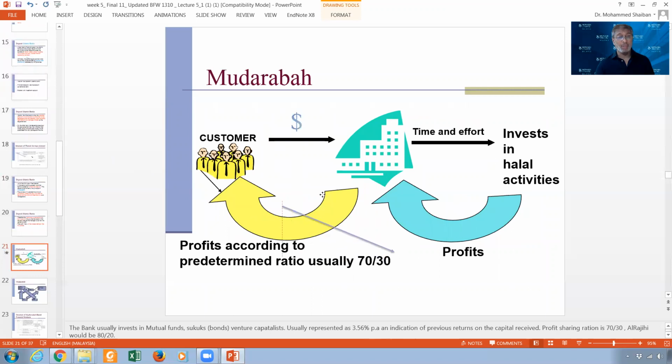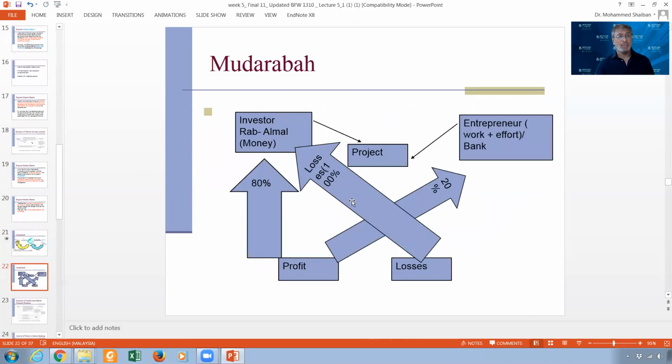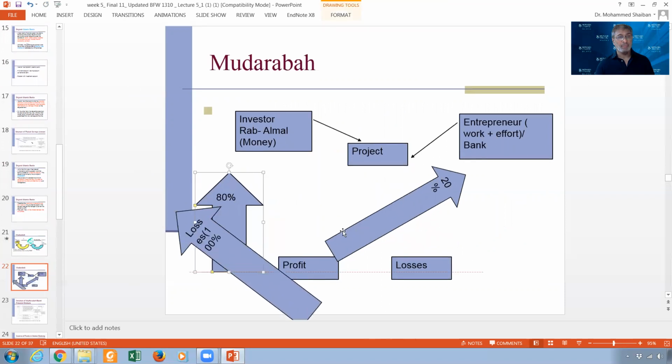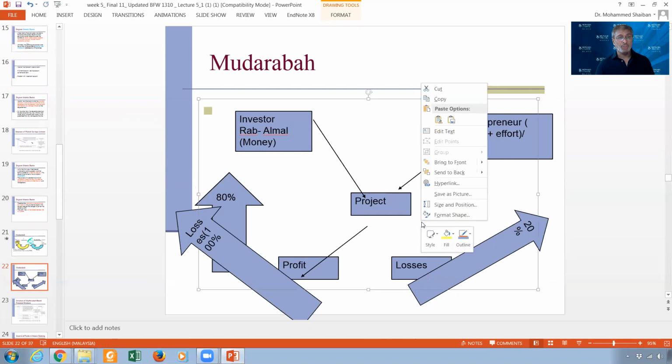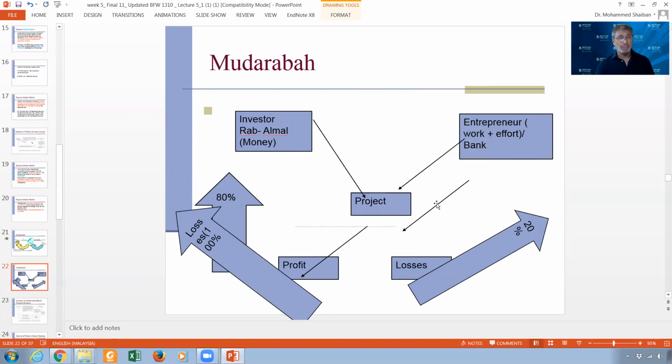What if there are losses? All the losses will go to the customers, as I will explain here. So let me just start like this. This is the project. This is me and you. We agreed to make a project. The bank will make the project with us. So this is the entrepreneur. He will not provide any capital. Now, in this case, this may produce some types of profit or some types of losses.